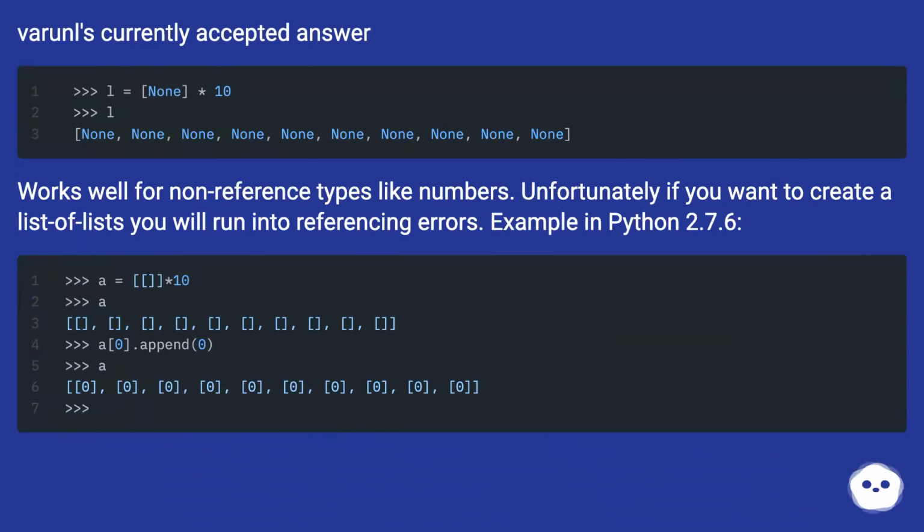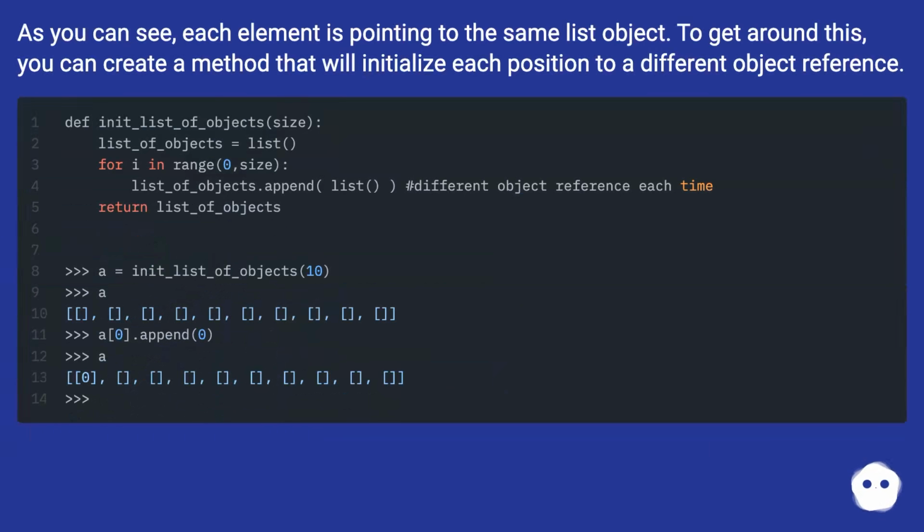Verille's currently accepted answer works well for non-reference types like numbers. Unfortunately, if you want to create a list of lists you will run into referencing errors. Example in Python 2.7.6. As you can see, each element is pointing to the same list object. To get around this, you can create a method that will initialize each position to a different object reference.